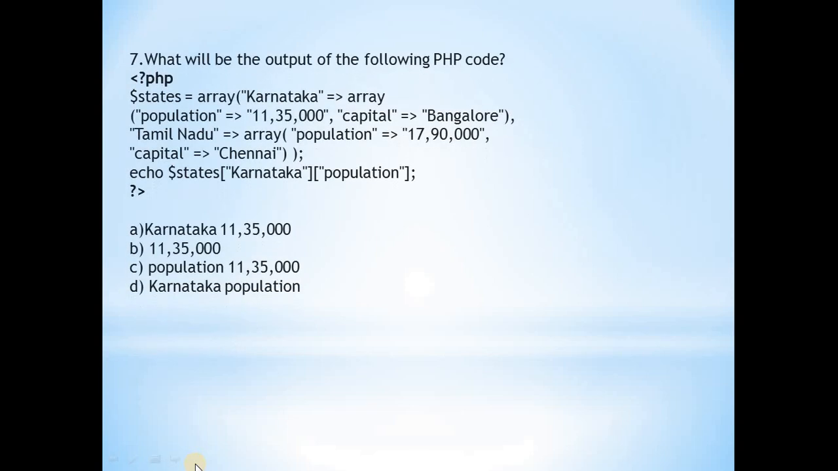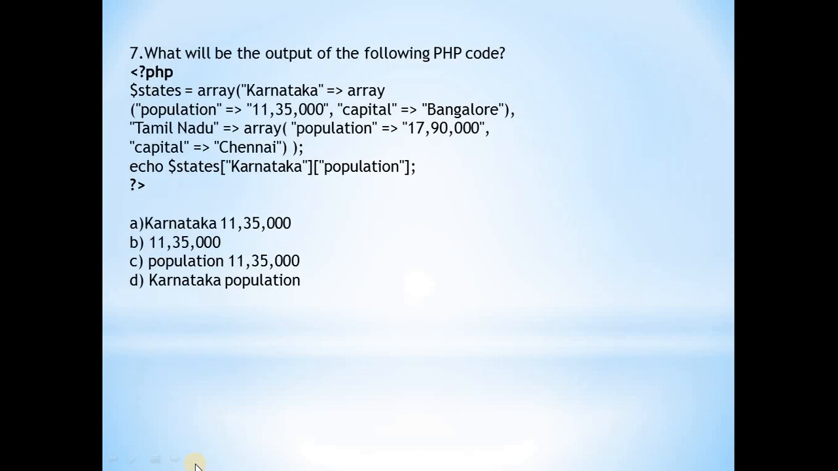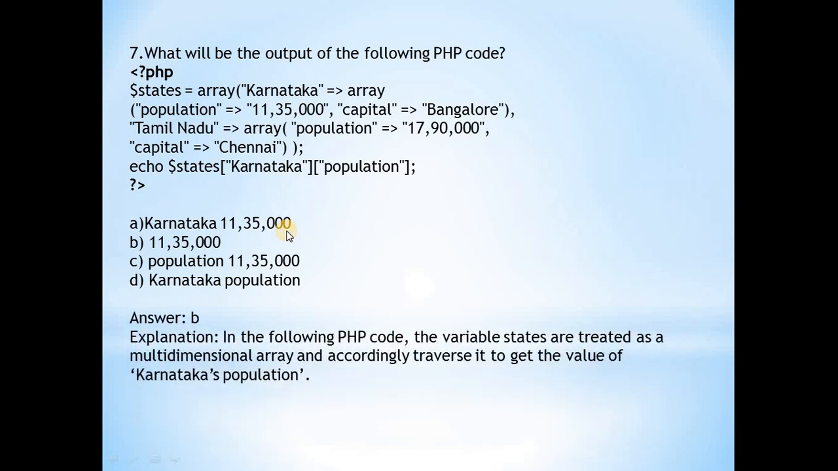Question number 7 is what will be the output of the following PHP code? In this code there is one array and echo statement. The output of the program will be B. It is multi-dimensional array, that is it contains arrays of arrays. First it will traverse Karnataka and will get the value of population.